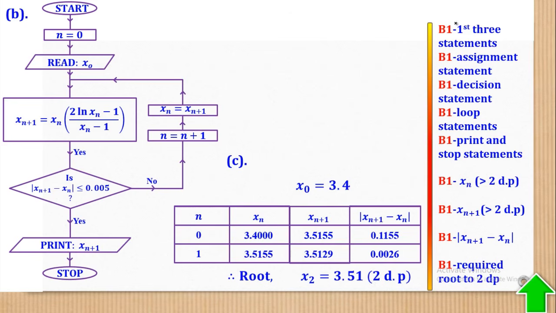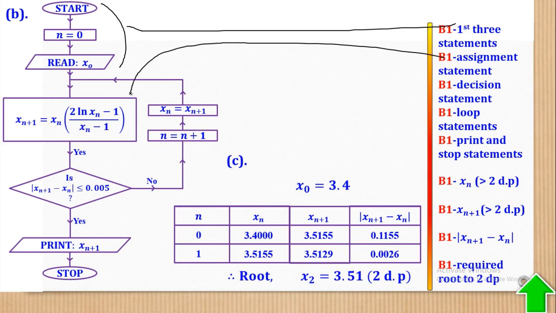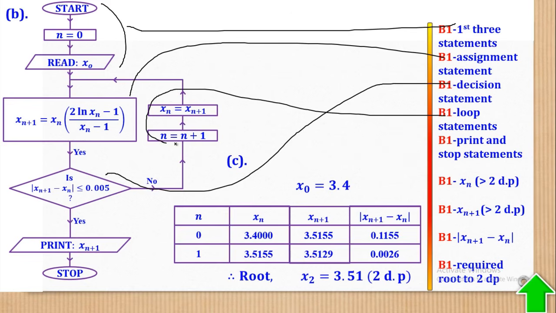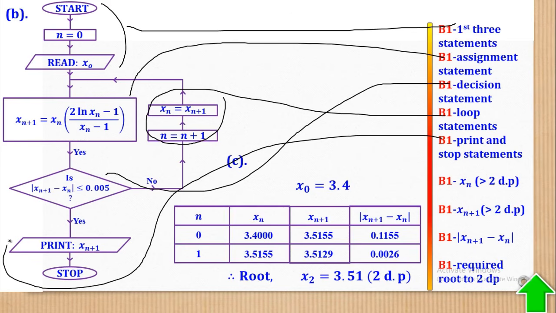So B1 for the first 3 statements with the correct shape. B1 for the assignment with the correct shape. This B1 for the decision statement. This B1 for the loop back statements. This one for the print and stop statements.